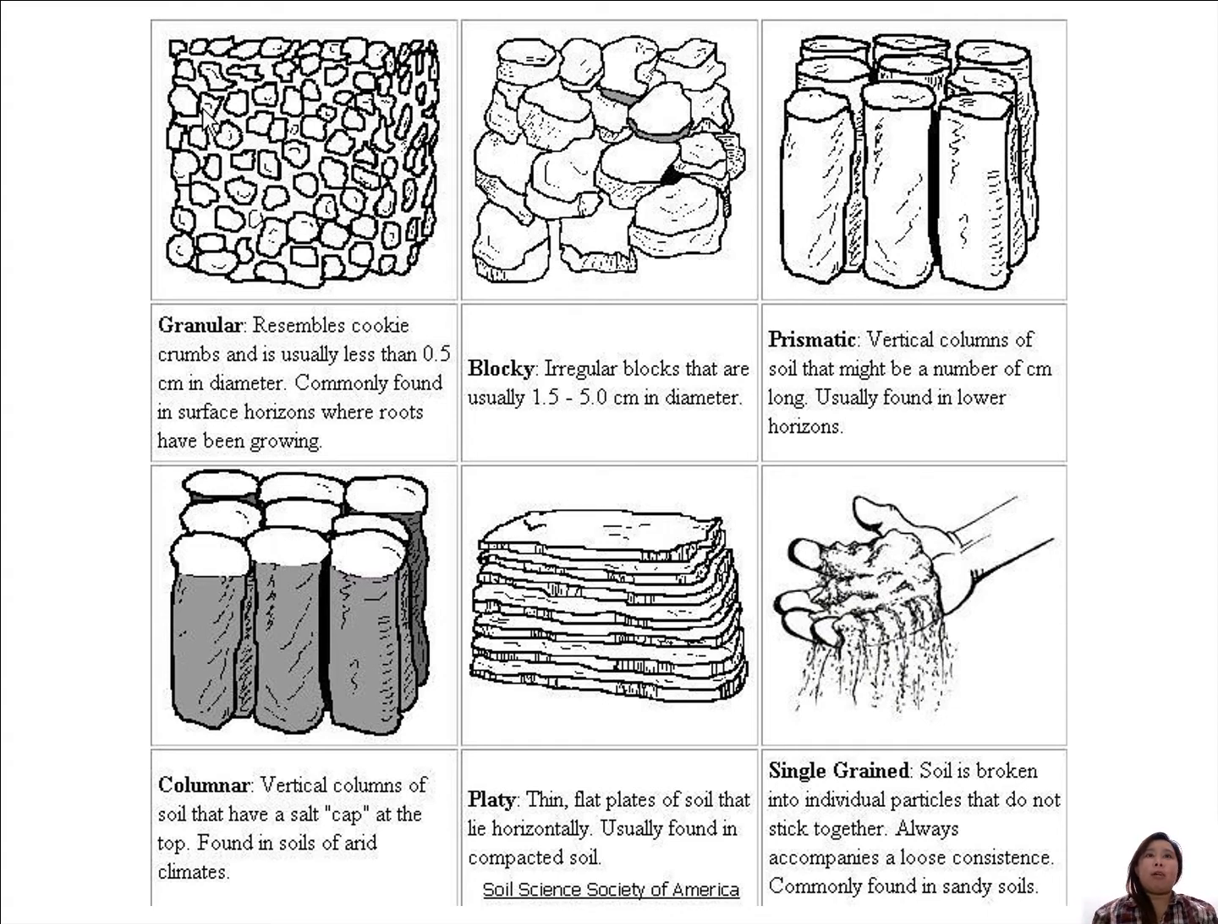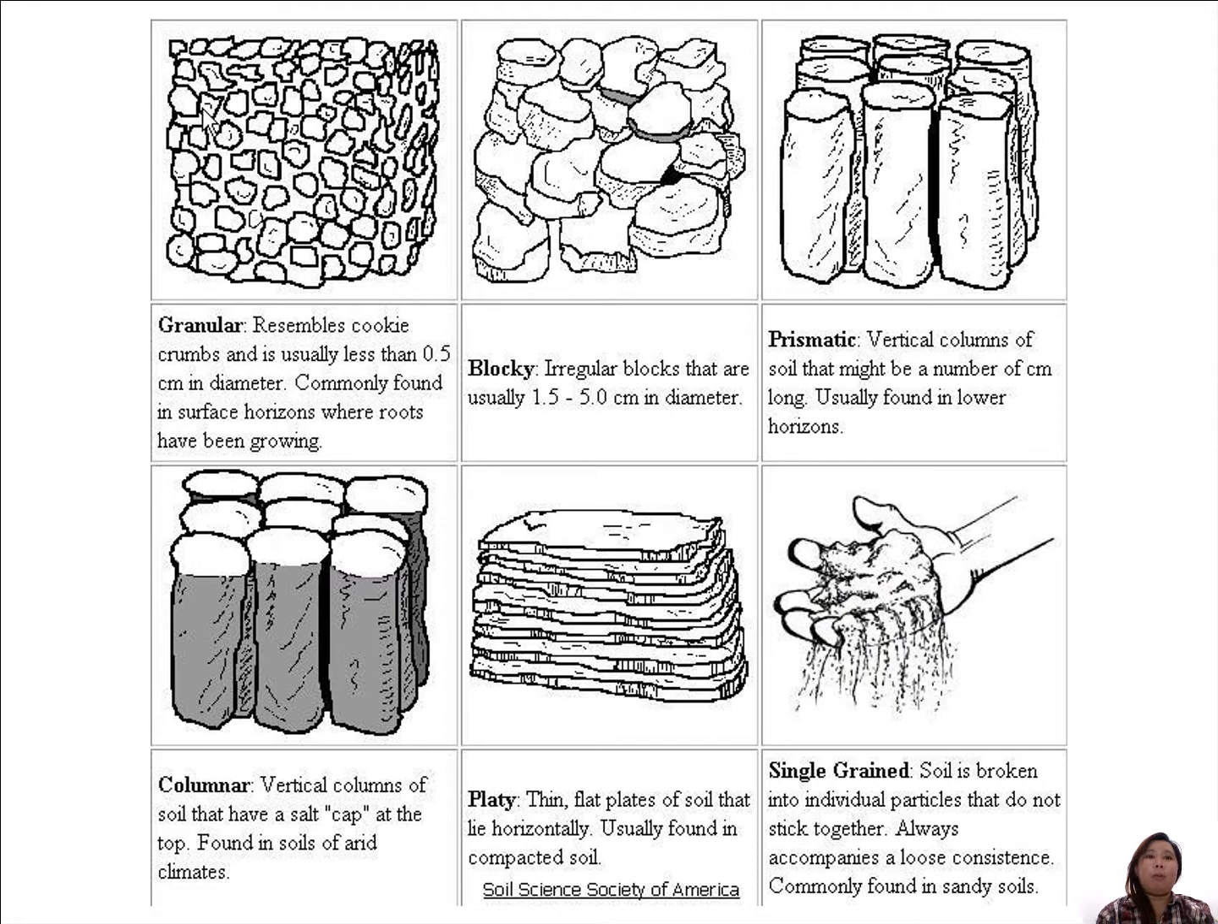Aside from the granular and the blocky, we have the prism-like, such as the prismatic and the columnar. For the prismatic, it includes vertical columns of soil that might be a number of centimeters long. This kind of structure is usually found in lower horizons, maybe in the E or the B horizon. And how about the columnar? Columnar is very similar. The only difference is that the columnar structure has a salt cap at the top.